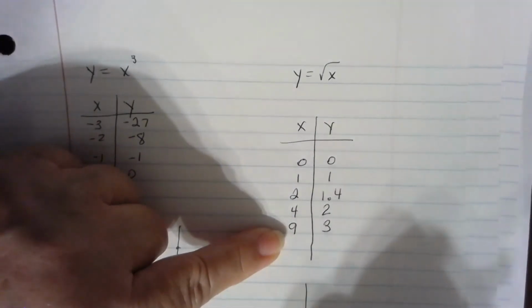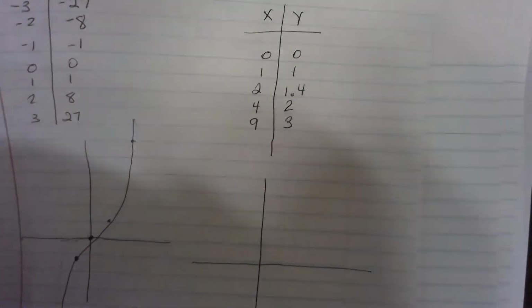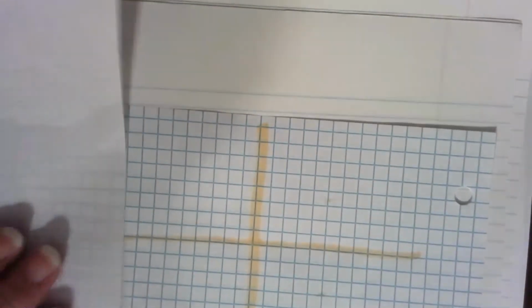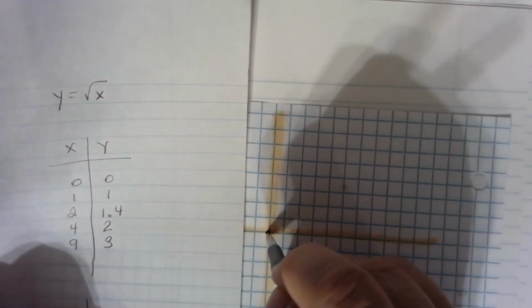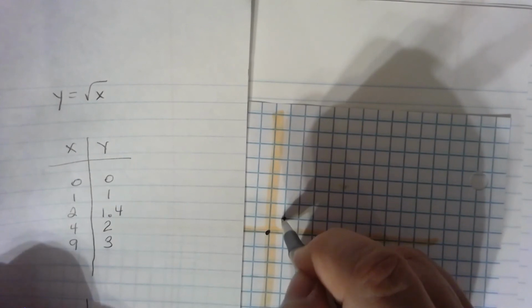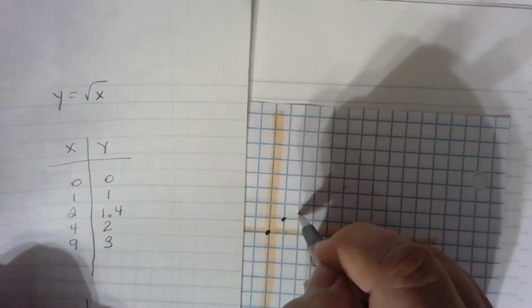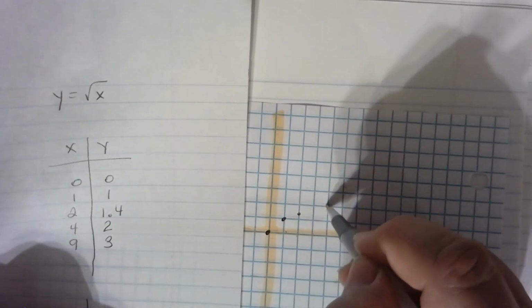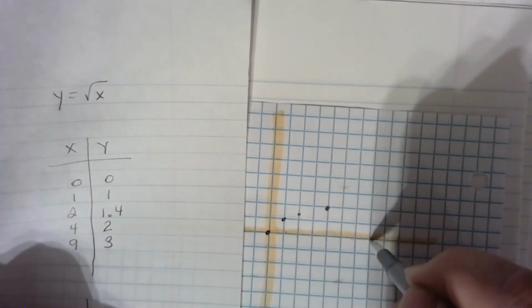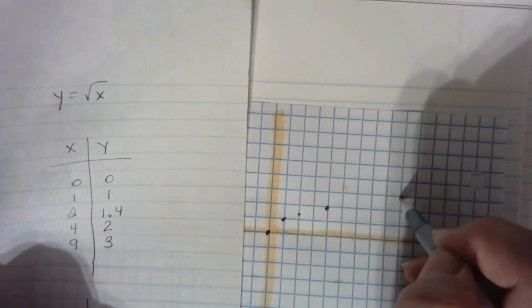So when you look at those points, it'd be better if I was using graph paper, so why don't I just use graph paper? Do I have a piece right here? Yes, I do. Okay, so here we are. Let's see if I can get all this on there. Okay, I'm going to graph the point 0, 0, and then I'm going to graph 1, 1, and 2, 1.4, that's like there, and then 4, 2, and 9, 3.